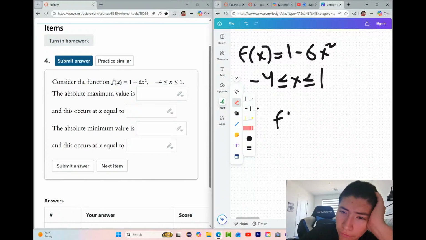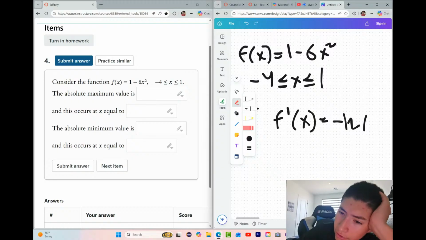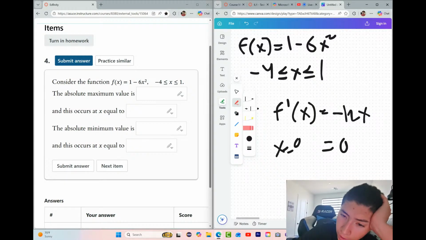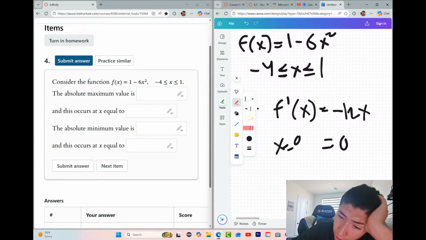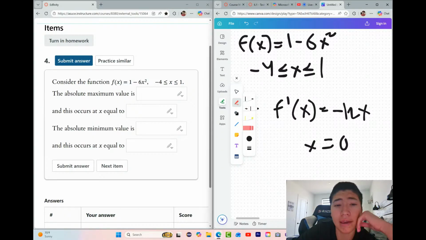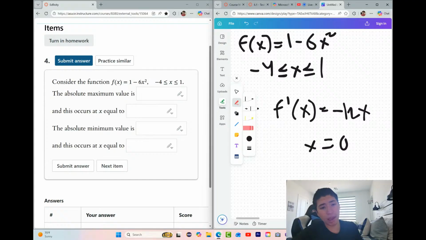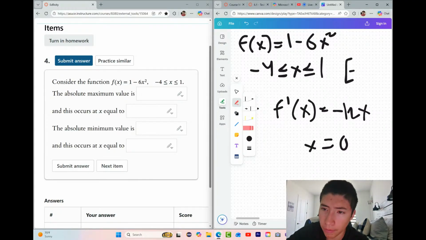So we gotta find the derivative. -12x. Cool. And then we gotta see when this is equal to 0, and that happens when x is equal to 0. Cool. So what does that mean? Okay, in fact, here, I'll just put x is equal to 0 right there to make it neater. And this is our interval. So we have -4 and 1.